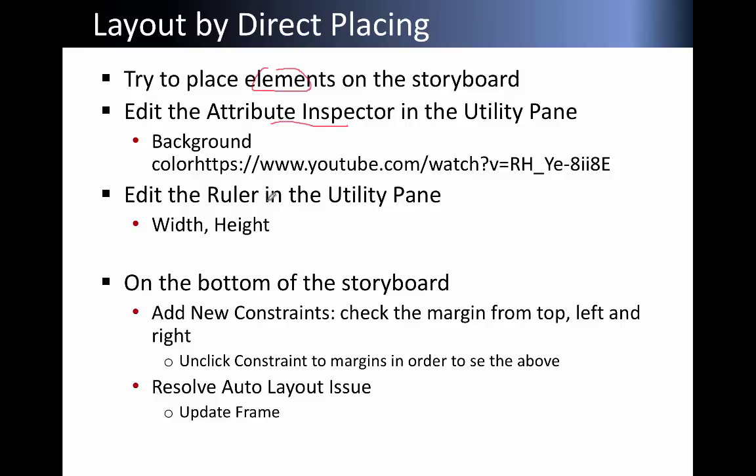Well, you can take a look at this if you want. Or if any ruler needed, for example, width or height needs to be set, then you could use this. Where can you get the attribute inspector and ruler? They are all in utility pane, which you see in Xcode editor. Then it can be divided into three panes, right? Here, navigator, here, editor, and the right hand side there is a utility pane.